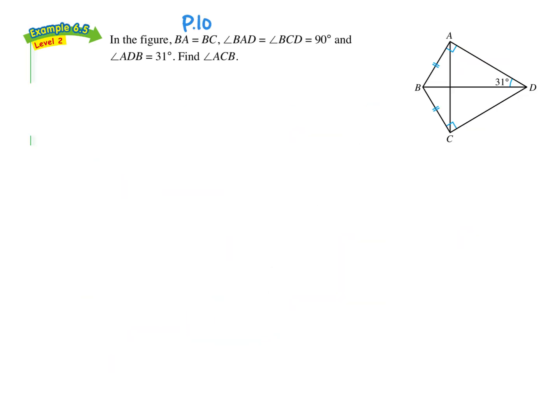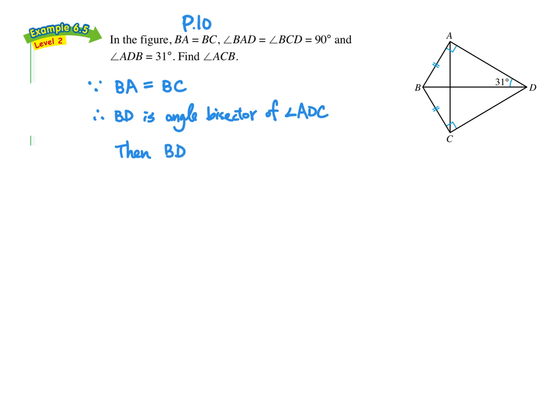Page 10, example 6.5. In this example, you can see that it is given that AB equals BC. And these two angles are 90 degrees. Therefore, by the converse of property of angle bisectors, we will have this angle is also 31 degrees. And I will write it down. Okay, and then angle BDC equals 31 degrees.